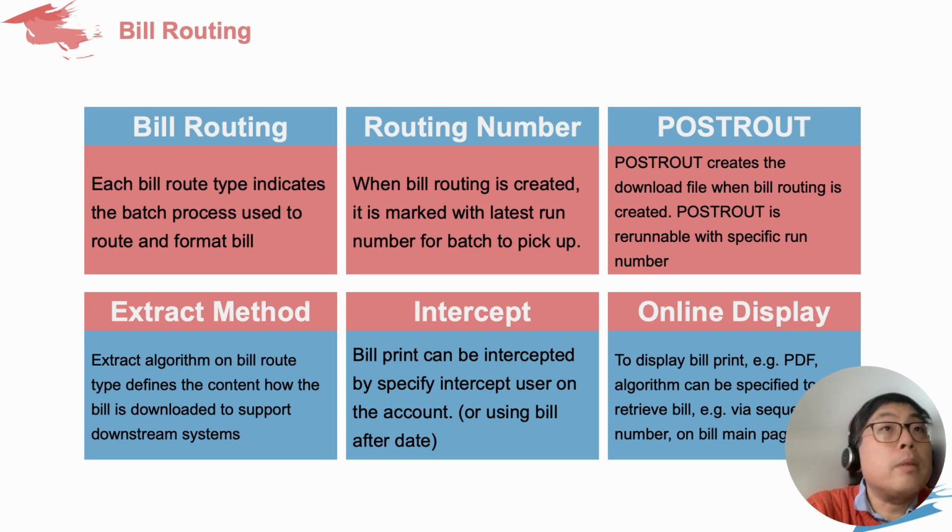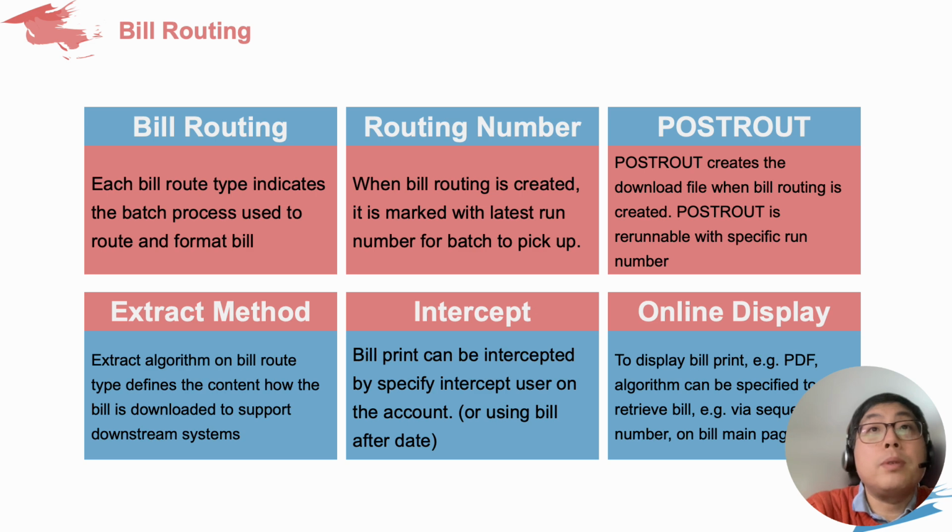Next is extract methods. On the bill route type, there is an algorithm to control what to print and what the format is to output to the downstream to generate the PDF or render the content.